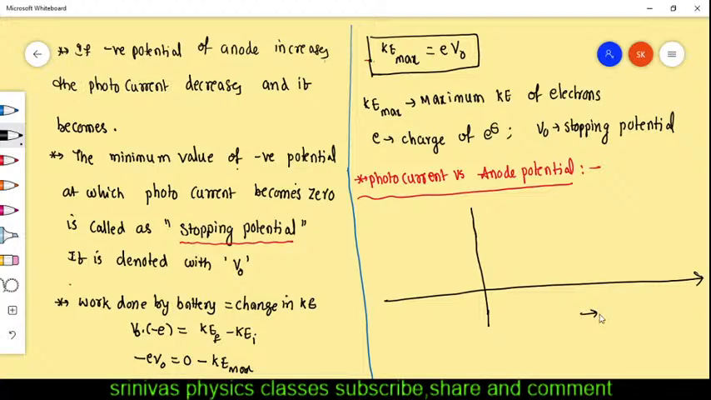This is the anode potential. The anode potential we are taking as positive, right? And on this side we give negative potential, which we call the retarding potential. On the x-axis, we are taking the potential. On the y-axis, I am taking photocurrent.